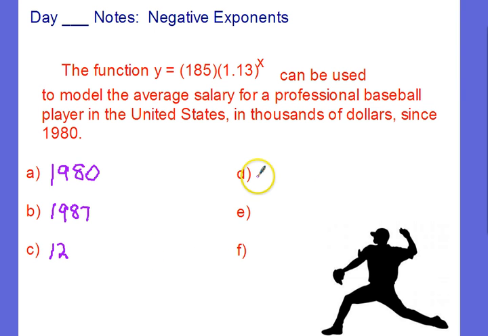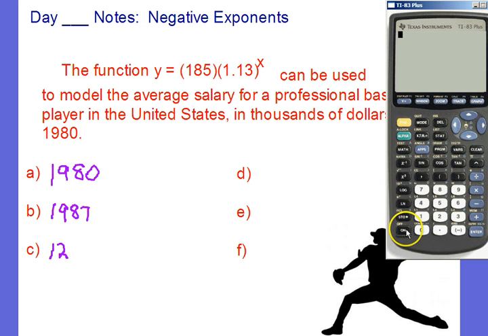So letter D says, what was the average salary in 1992? So if we want to use our function and find the average salary in 1992, we just figured out that our x value, which stands for our time period, is going to be 12. So all we would do is plug into our calculator, and let me pull up the calculator here for you to see that. We would just plug in 185 times b, which is our growth rate, 1.13, to the, and then again, since it's 12 years later, we would take it to the 12th power.